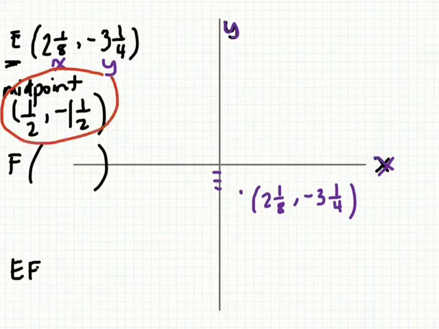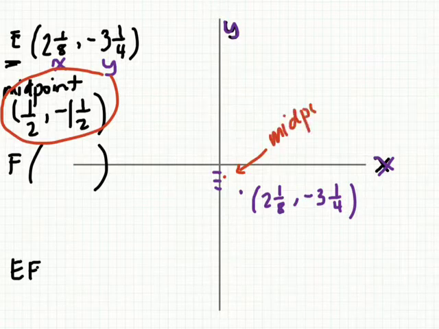We know the midpoint is at 1/2. Well, where's 1/2? We're counting by 1. So I start at 0, halfway to the right, and then down negative 1 1/2 is right here. Okay, this is the midpoint. I'm going to draw a line here. The line segment is EF.